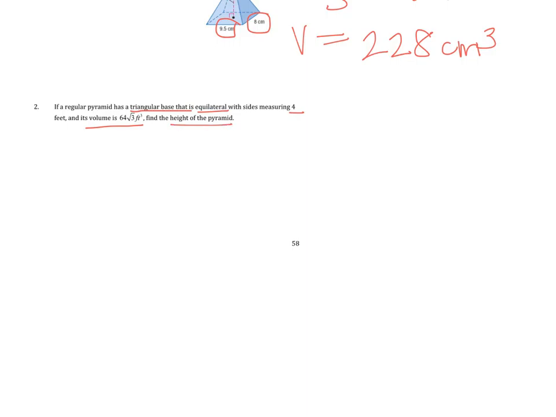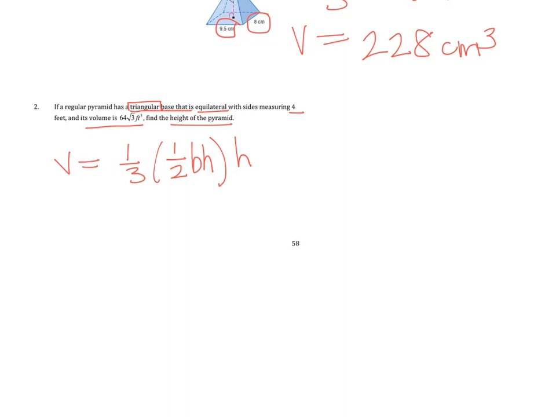So we know that for a pyramid, volume is equal to 1/3 the area of the base. So the base is a triangle, so that's 1/2 base times height. And this whole thing is multiplied by the height, which is what we're solving for.